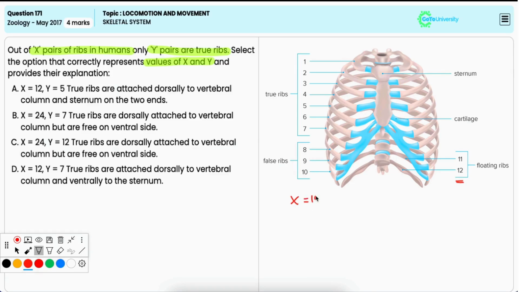And out of these, the first 7 pairs are called true ribs. These are attached dorsally to the vertebral column and ventrally to the sternum. Thus, Y equals 7.